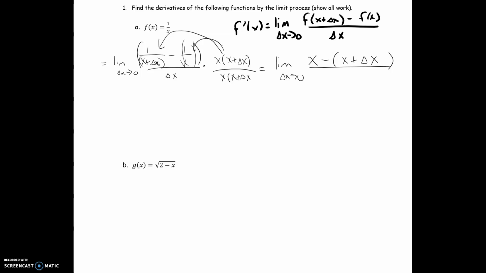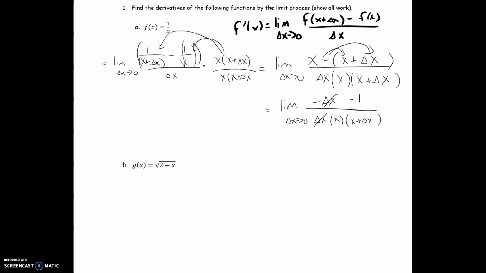In other words, I'm going to have to do a distribution step, and this is going to become negative. Okay, that's important. In the bottom, I'm not going to multiply. I'm not going to run anything through. I'll leave it in its factored form, if you will. And then I run my negative through, and up top, I'm going to get x minus x minus delta x. So the limit as delta x goes to 0 of negative delta x, and on the bottom, I got a positive delta x. Those three terms go away, and I end up with a negative 1 up top.